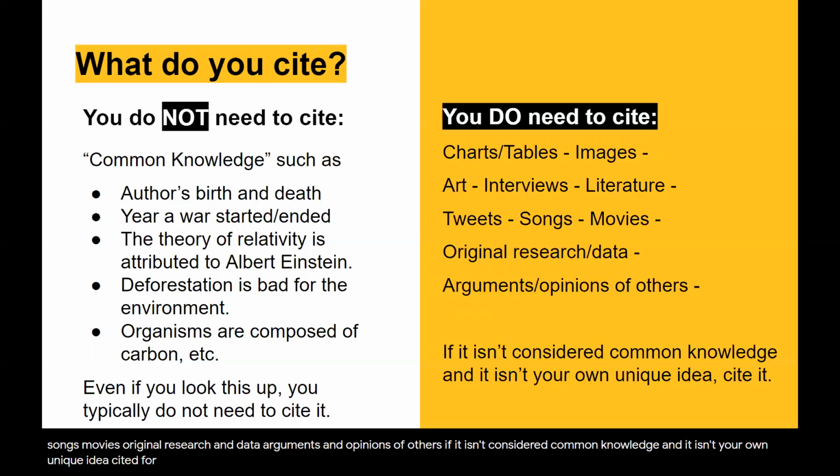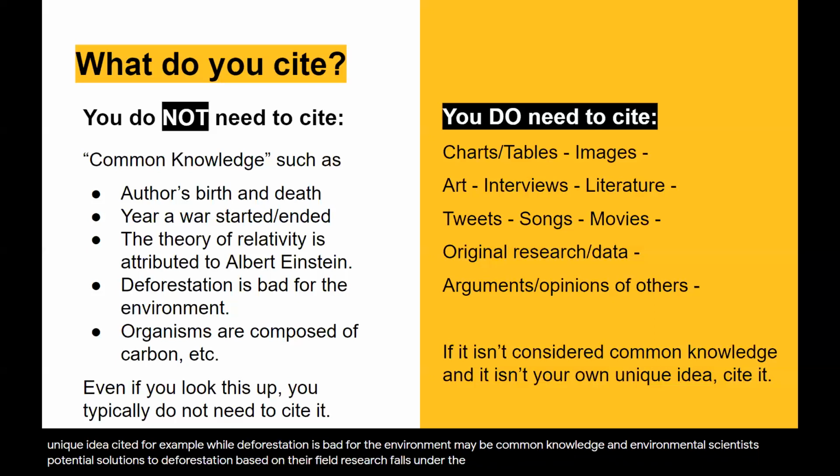For example, while deforestation is bad for the environment may be common knowledge, an environmental scientist's potential solutions to deforestation based on their field research falls under the categories of original research and arguments of others, and it must be cited.